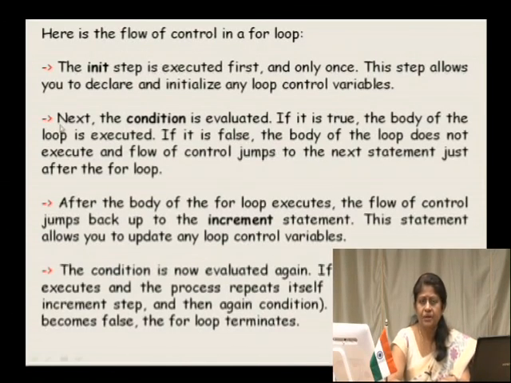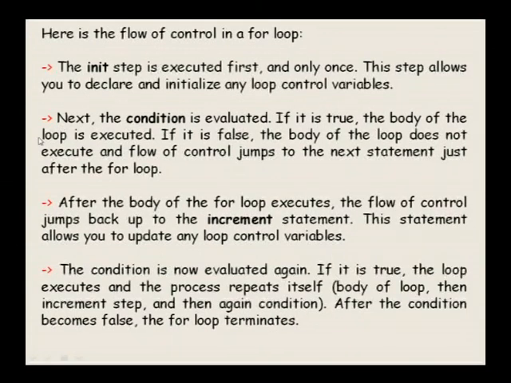What happens over here, that is, how does the execution happen in case of the for loop? The initiation step is executed first, that is, the control variable will be initialized with a certain value, and this step allows you to declare and initialize any loop control variables. It need not be that we can have only one loop control variable, you can have several control variables in your first part. Next, the condition is evaluated, that is, as we have initialized the control variable with a value, we are next checking whether it meets the condition. So, the middle part is going to be checked.